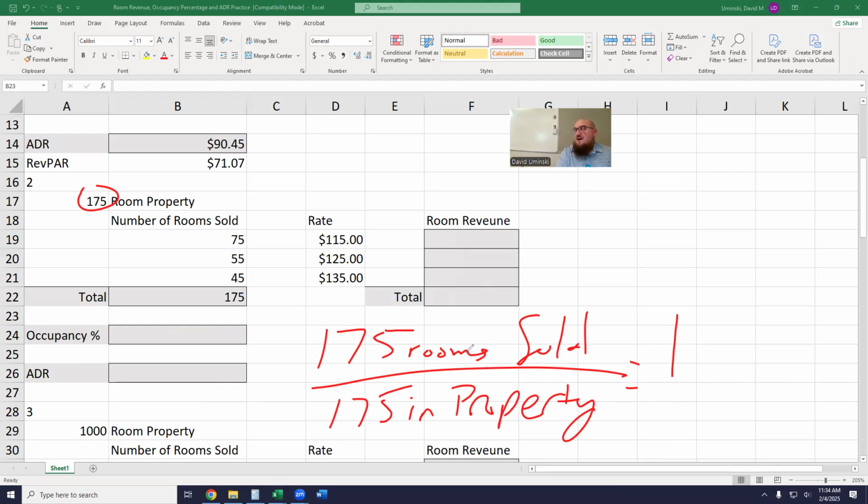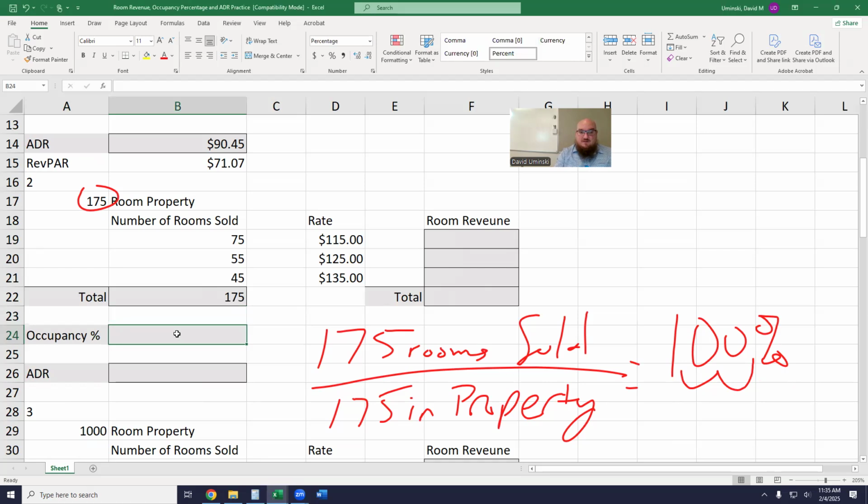So is our occupancy 1%? 100%. Remember, we've got to move that decimal place over 2 spots. We have 100% occupancy. So 100% as a decimal is just 1. So our occupancy is 100%. Yes, and for the whole week, you would do the 175 times 7, right? Exactly. Okay. All right, so now let's go ahead and calculate your ADR and your RevPAR.